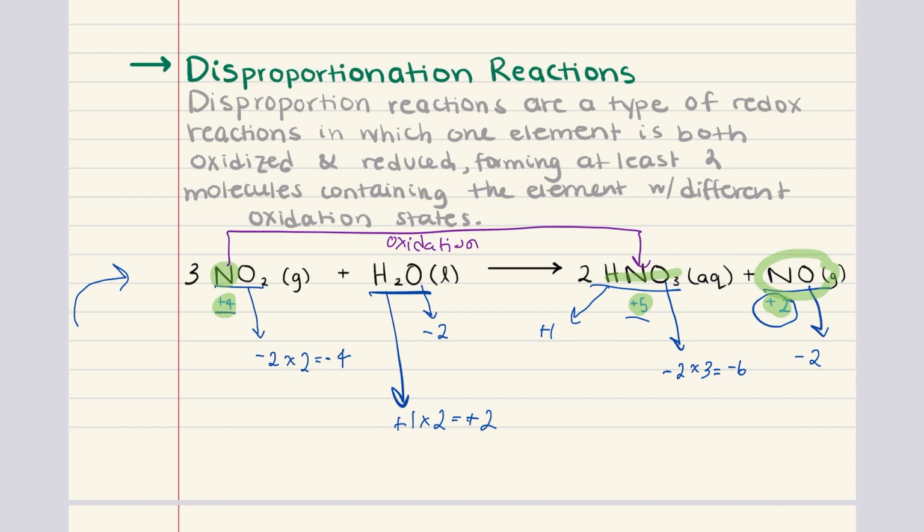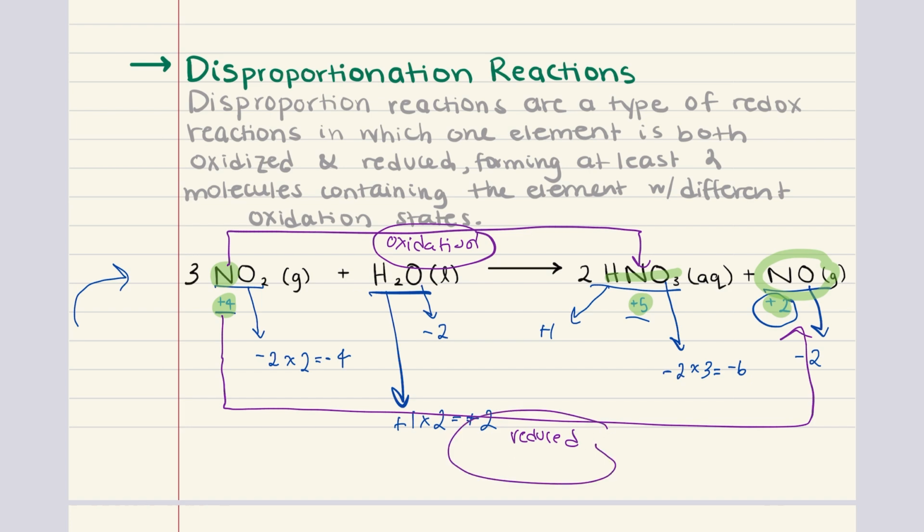Now, also looking at nitrogen in the reactants and comparing it to the nitrogen in nitrogen monoxide, we're going from +4 to +2. So there's a decrease in oxidation number, which means we're gaining electrons. So nitrogen is reduced. What we're seeing is that the nitrogen in nitrogen dioxide undergoes both oxidation and reduction, and that showcases the defining feature of disproportionation reactions.